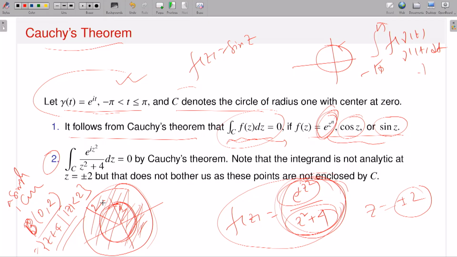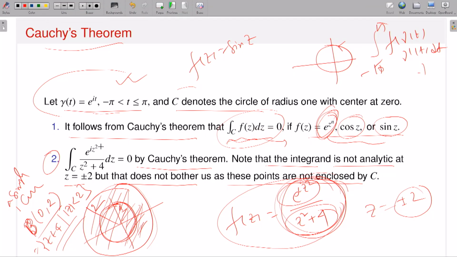So what does the Cauchy-Goursat theorem say? The integration over C of this f should be 0. That's exactly what I have written. So this integration is 0 by Cauchy's theorem. Note that the integrand is not analytic at the points z equal to plus or minus 2, but that does not bother us because these points are not enclosed by my contour C. Even though it has singularities at plus or minus 2, for the contour integration I am talking about, the domain enclosed by C does not contain plus or minus 2.